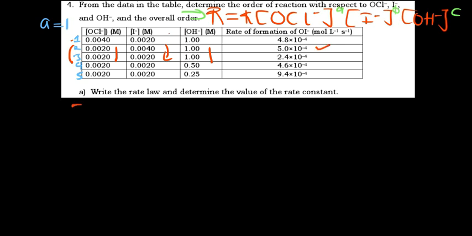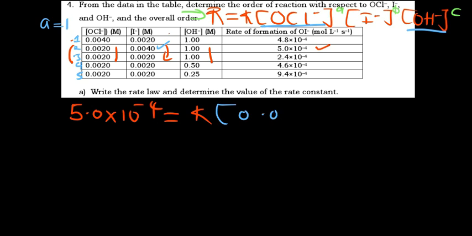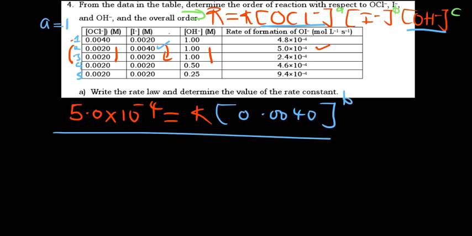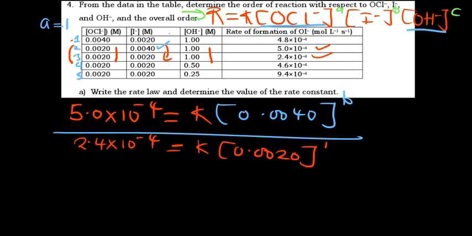So 5.0 as the rate times 10 to the power negative 4. And then a constant K. So this one is the same and hydroxide is the same. So we'll leave them out. Focus on the iodide, which was 0.0040 raised to the power what? B divided by the second, the third experiment. The value becomes 2.4 times 10 to the power negative 4 equal to K. For the iodide there it was 0.0020. The power B as well.